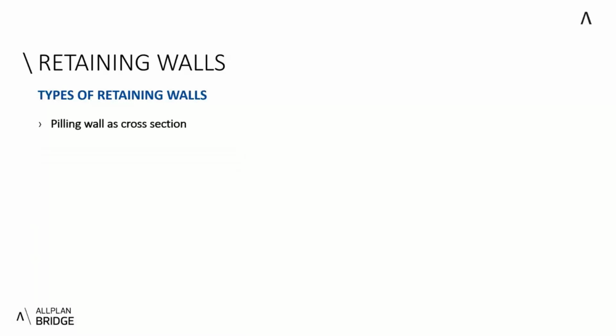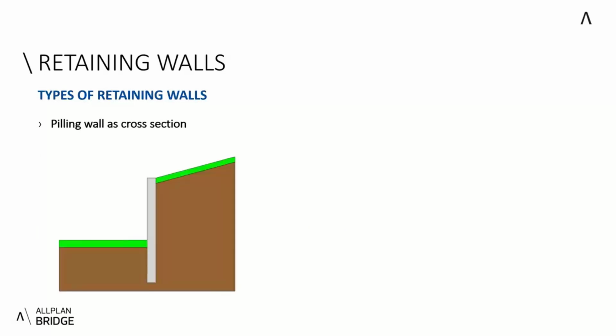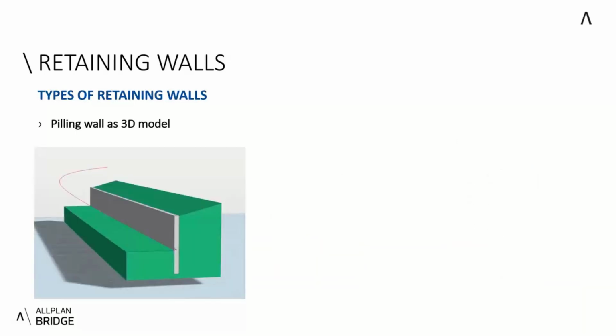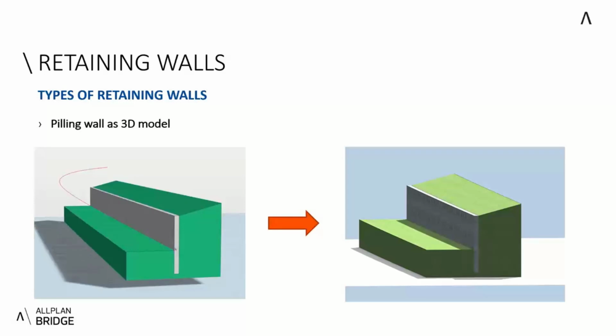The next one are piling walls or driven walls, however we would like to call them. Also, first a nice schematic representation. This one seems even easier than the previous one. By just making use of the basic cross-section functionalities, we create this cross-section in Allplan Bridge. Of course, the model is then also extruded in Allplan Bridge, and the model is then sent to Allplan Engineering. Some visualizations are applied, and we get this nice model.